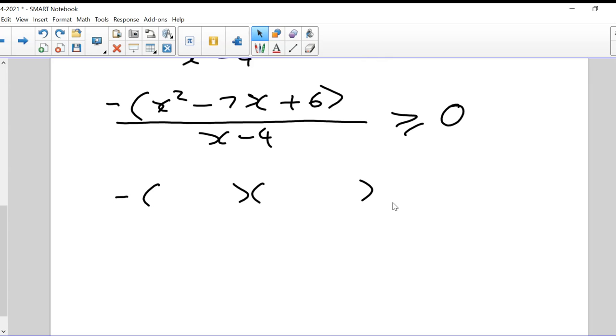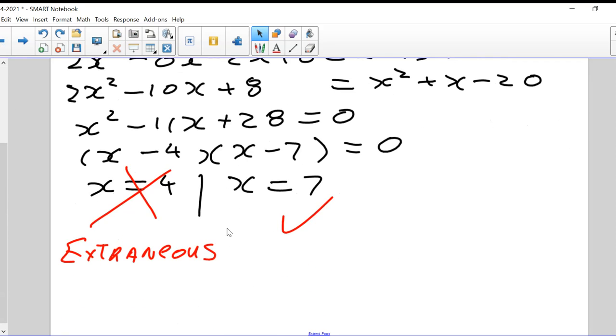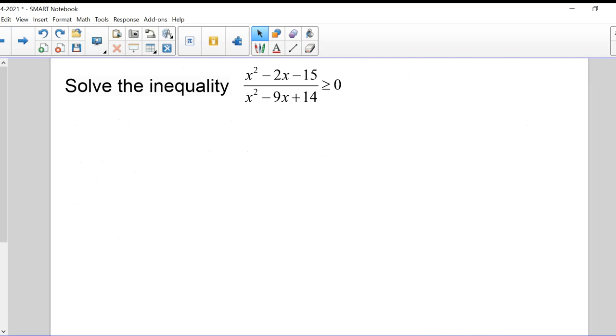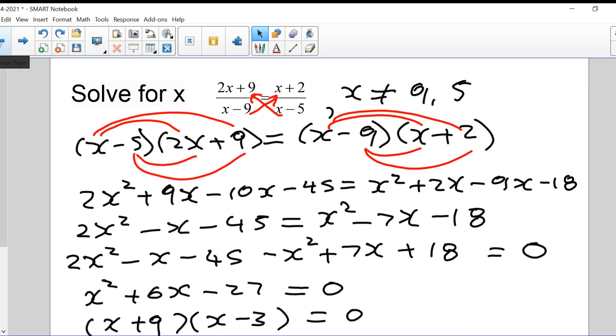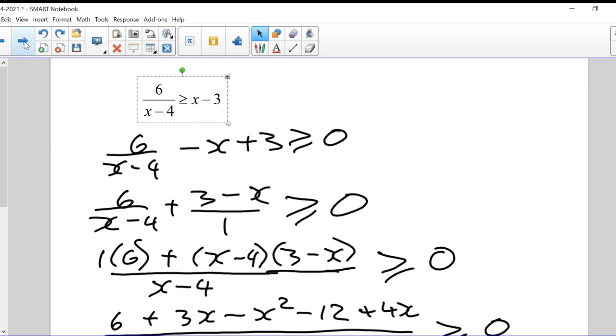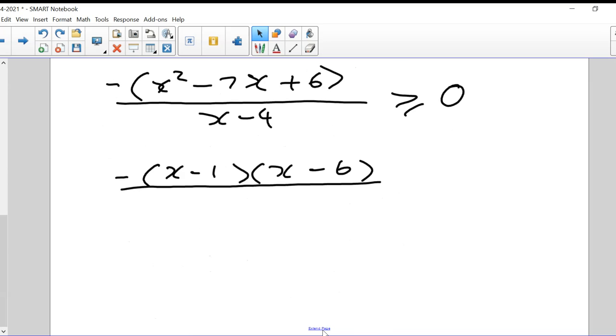And that looks a lot like what we had when we were doing this before on the previous page. Where is my previous page? I can't find my previous. All right, we'll just keep going. So we had x minus 1, x minus 6, over x minus 4, is greater than or equal to 0.